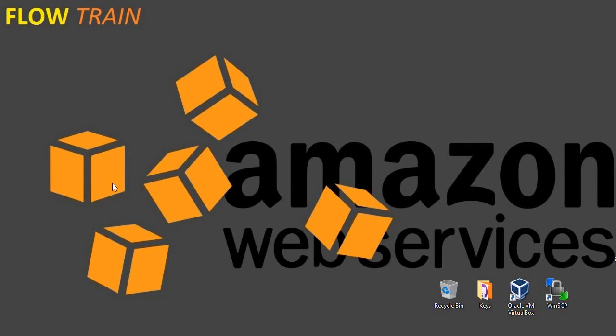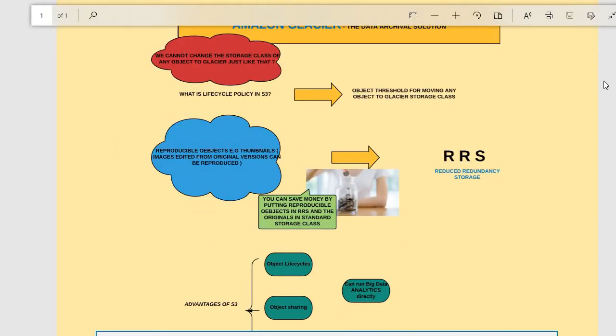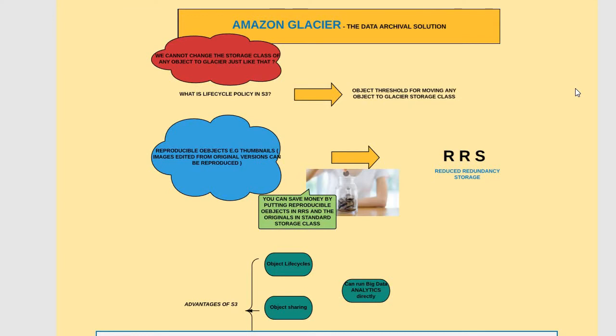In continuation with the discussions on Amazon S3 storage service, this session would focus on the topic of Amazon Glacier, as you can see on my screen. That is the data archival solution, and it is a storage class being offered by AWS that fits the set of objects that do not require frequent access.